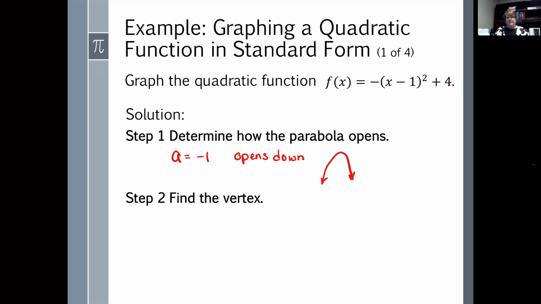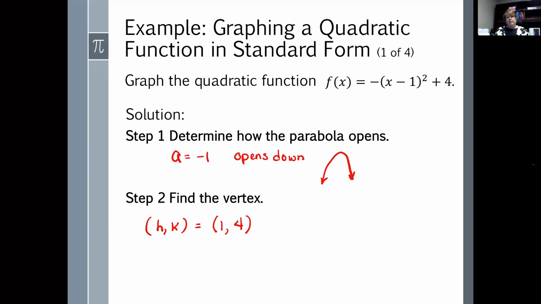The second step is to find the vertex. Whatever number I'm subtracting from x, that is the first component of my vertex. So in this case h is 1. The y component of my vertex is whatever I'm adding or subtracting from the output. Since I'm adding 4, the y component is 4.